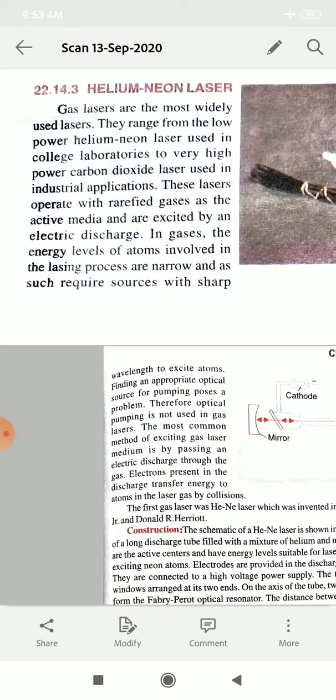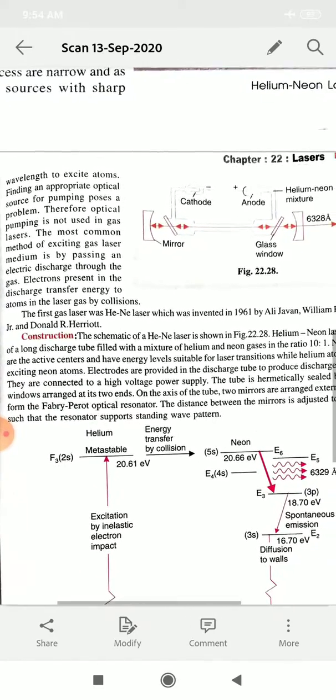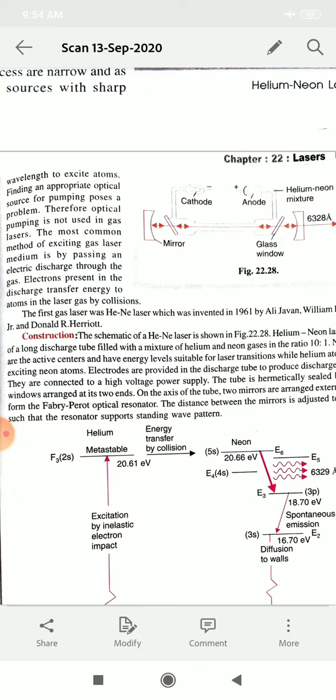These lasers operate with rare field gases as the active media and are excited by an electric discharge. In these gases, the energy levels of the atoms involved in the ionizing process are narrow and as such require sources with the lamp wavelength to excite atoms. Finding an appropriate optical source of pumping poses a problem. Therefore, optical pumping is not used in the gas laser.